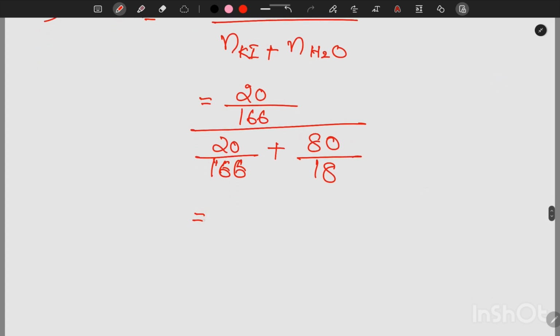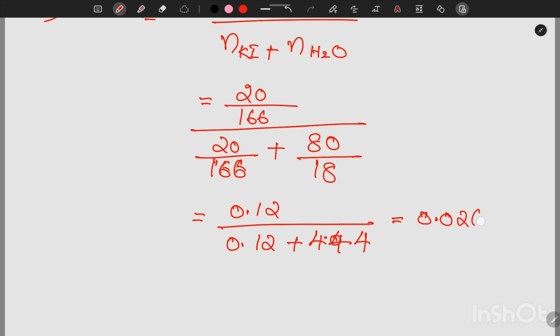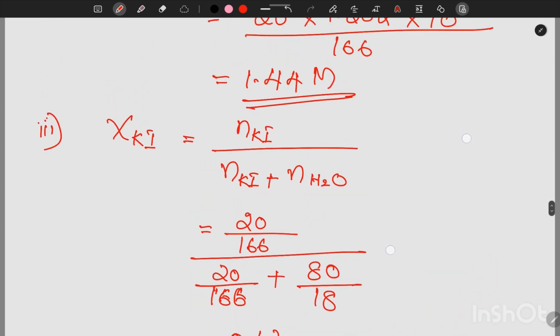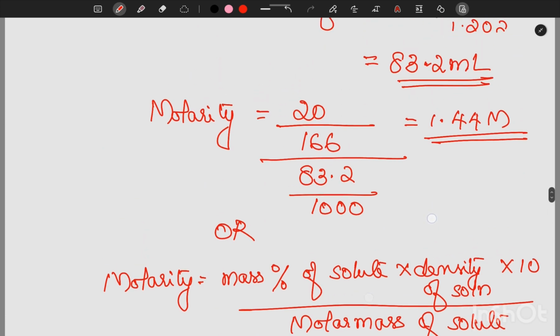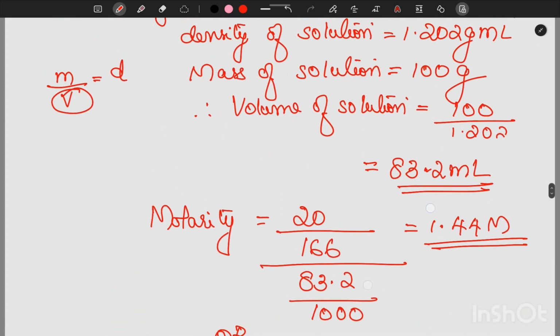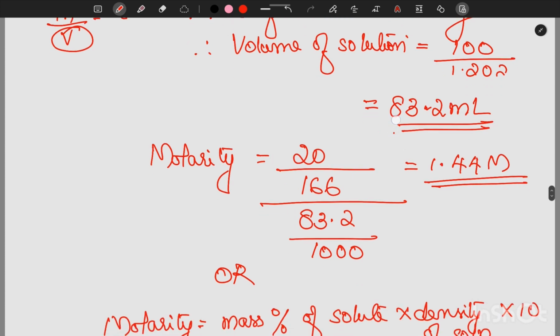So when we simplify this, 20 by 166, you will get 0.120, divided by again 0.12 plus 80 by 18, you will get 4.44. So finally we will get 0.0263. This is the mole fraction. So mole fraction has no unit, but molarity is molar or mole per liter, and molality is molal, small m, or mole per kilogram.